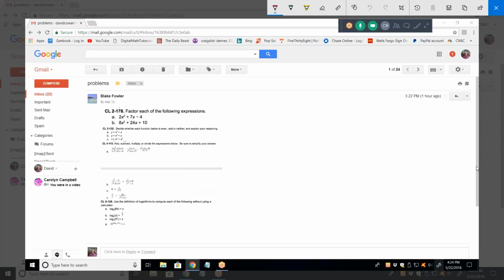Okay. So we're only dealing with this bottom one, right? 5-128. They want us to use the definition of logs to compute what each is without using a calculator. So first of all, what's the base on that? It must be 4. I think so. Can only be 4, 1, 10.